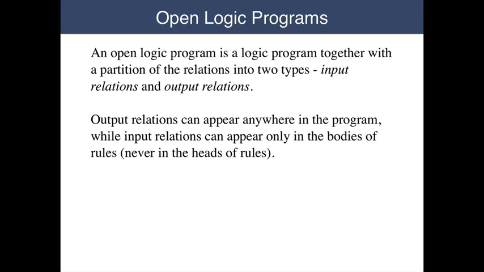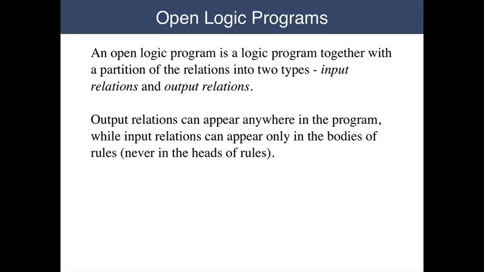So formally now, we define an open logic program as a logic program together with a partition of the relation constants into these two types, input relations and output relations. Output relations can appear anywhere in the program, but input relations can appear only in the subgoals of rules, not in their heads. The input base for an open logic program is the set of all atoms that can be formed from the input relations of the program and the entities in the program's Herbrand universe. An input model is an arbitrary subset of its input base.